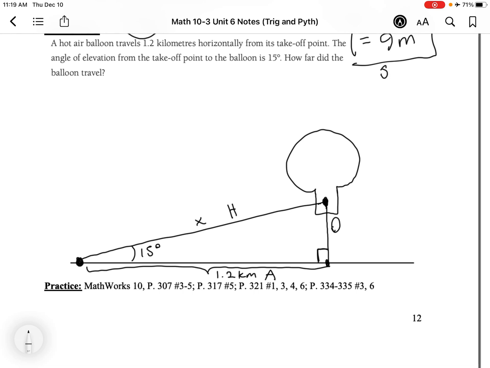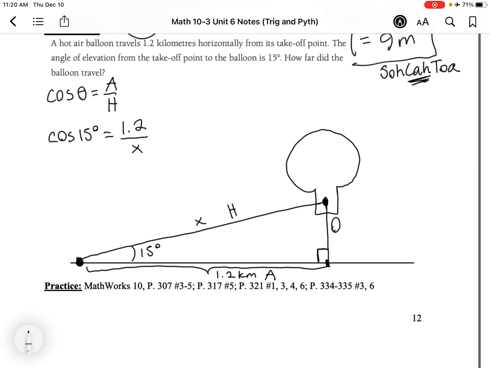Okay, so if I'm looking at SOHCAHTOA, and I'm trying to choose a trig ratio here. Well, I want the hypotenuse, and I've got the adjacent. So the trig ratio that uses adjacent and hypotenuse is cosine. So I'm going to write out the cosine ratio. Cosine theta equals adjacent over hypotenuse. And I'll fill in what I know. I know that theta is 15 degrees and my adjacent is 1.2. My hypotenuse is, I don't know, it's X.